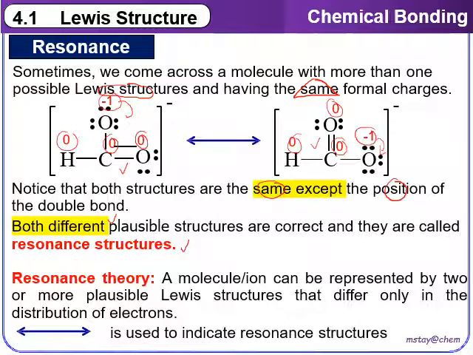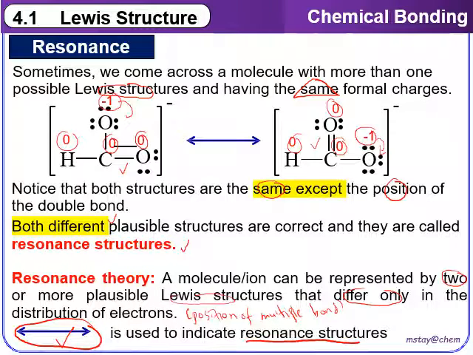Okay, so to conclude again, resonance structure means it can show 2 or more Lewis structures that only differ in the distribution of electrons, where here we emphasize the position of the multiple bond. And the arrow, once you see this arrow, you know that the structures shown are resonance structures.